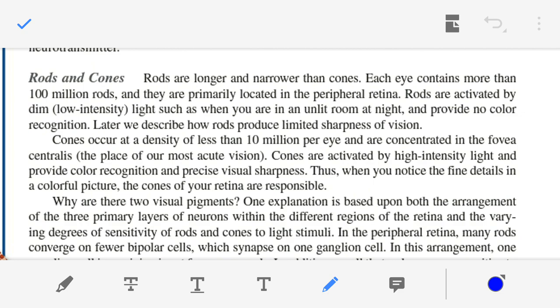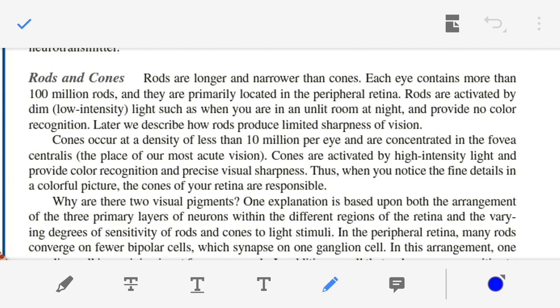Generally, the rods are activated by dim or low light intensity. So during the night time or the evening time, when the light is low, when the light is dim, we can see various objects. It is due to the rods.